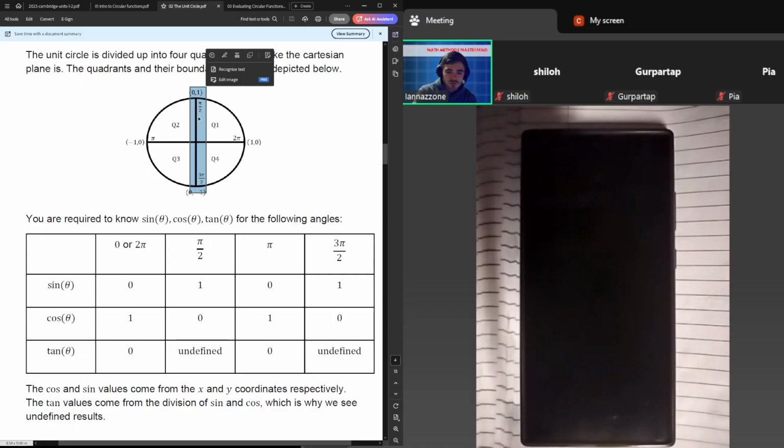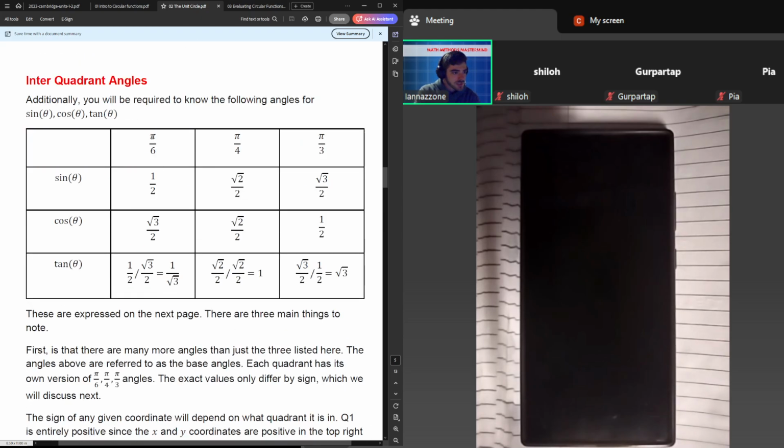And whenever a line is perfectly vertical, it has an infinite or undefined gradient, which is why tan is undefined at those spots. That's how I personally do my tan values. You can always just do sine divided by cos. That's what I did in school.